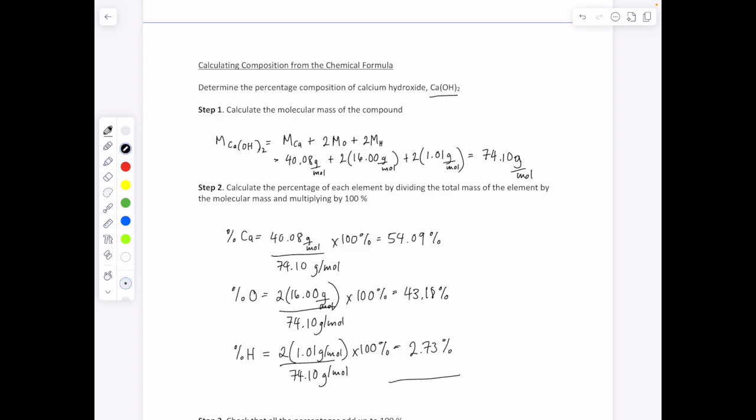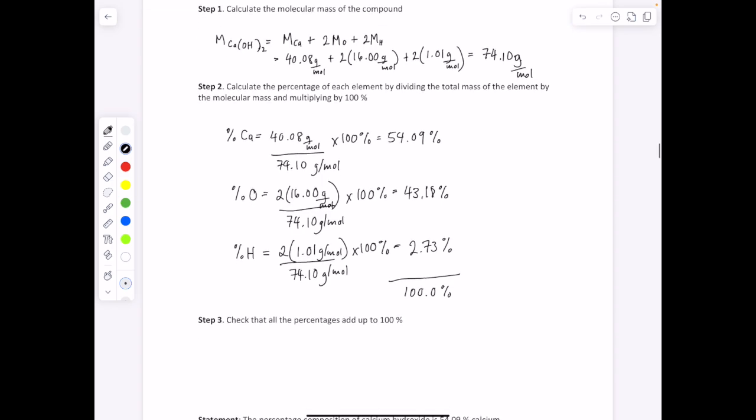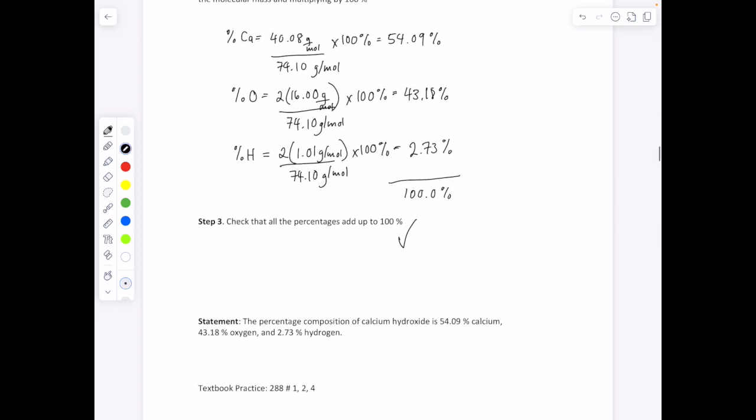If you add up all of the percentages, they should be equal to 100%. And we just verified that all of these percentages add up to 100%. Therefore, the percentage composition of calcium hydroxide is 54.09% calcium, 43.18% oxygen, and 2.73% hydrogen.